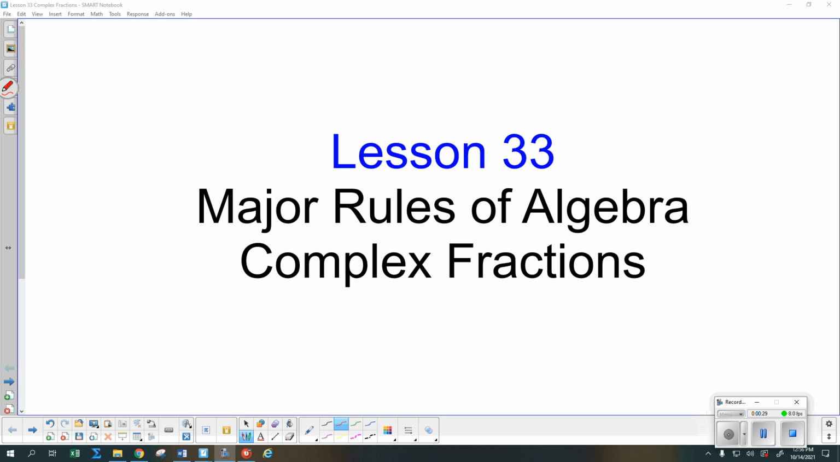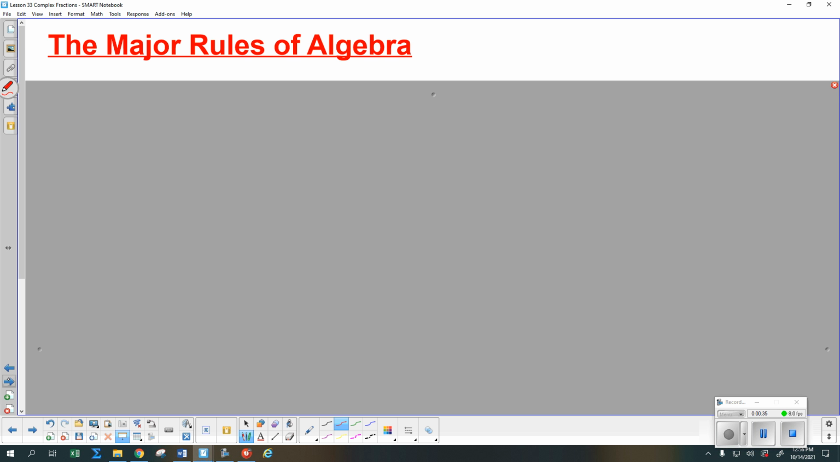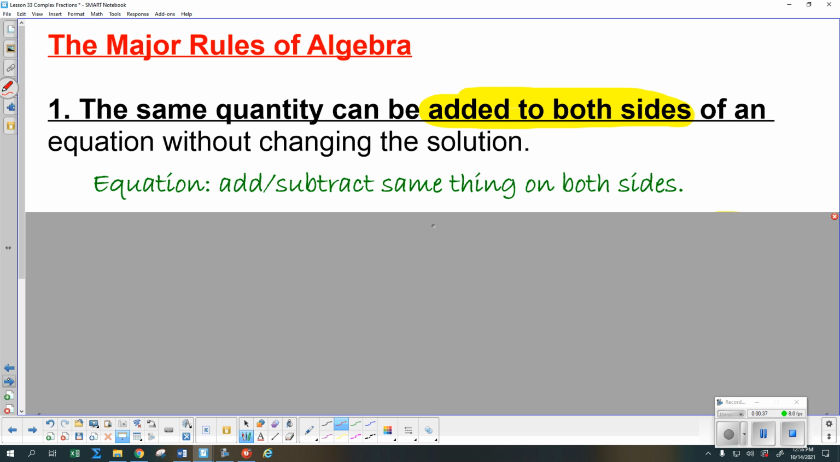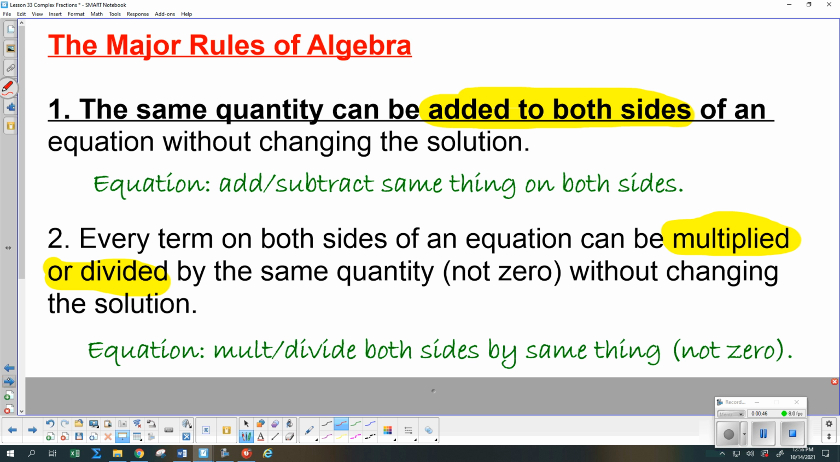You do not need to copy all of these words down. I've got it in a long form, and in green I've got a much shorter form. The first rule, short form: if you have an equation, you can add or subtract the same thing on both sides, and you haven't changed the problem. Second rule: if you have an equation, you can multiply or divide both sides by the same thing, as long as you aren't multiplying or dividing by 0. And then you haven't changed the problem, and you still get the same answers.